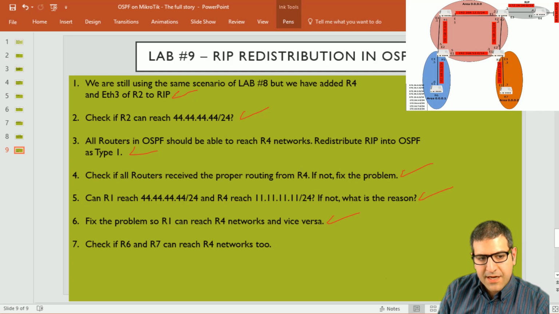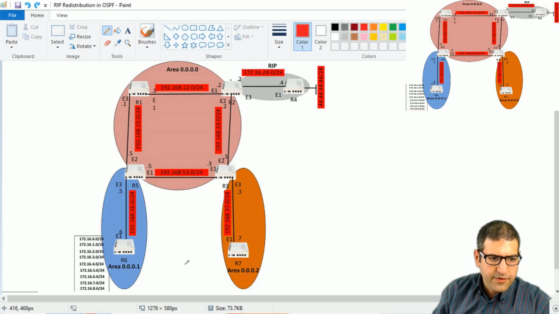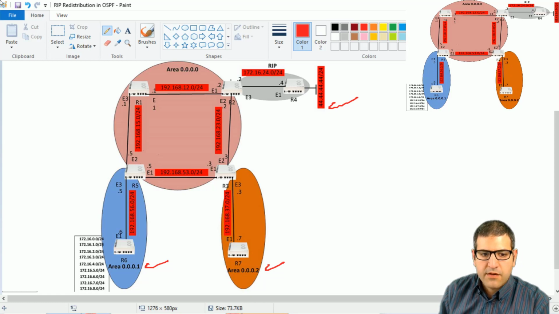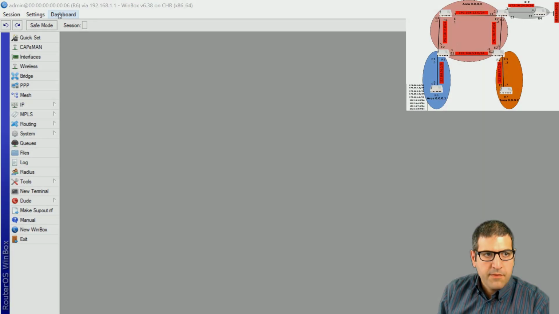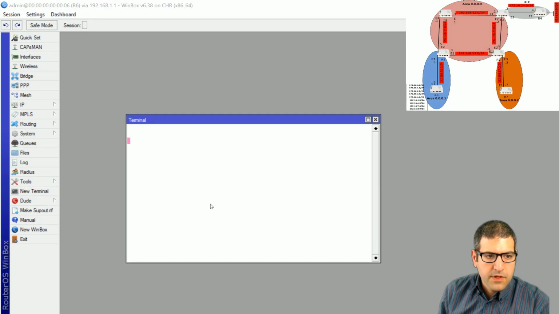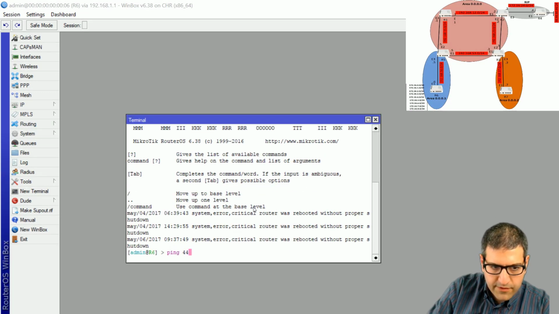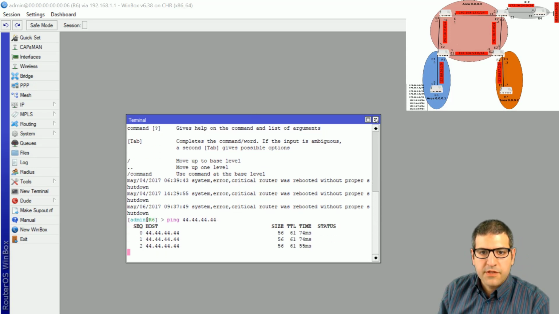Now point number 7: check if router 6 and router 7 can reach router 4 networks too. If you remember, if we look at the graph here, they are on different areas. Router 6 is on area 1 and router 7 is on area 2. So we want to check if they can also reach this network over here. Now I'm inside router 6. I go to terminal and ping 44.44.44.44, and indeed we are able to reach this network.